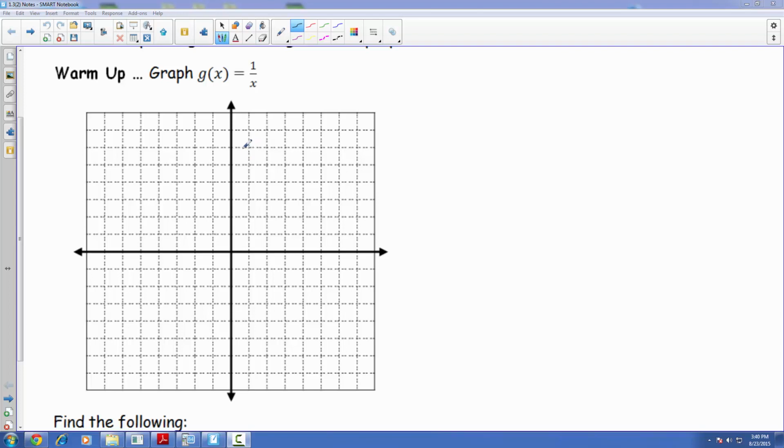Here we're looking at the warm-up for the 1.3 number 2 set of notes. We are asked to graph this g of x function, 1 over x, a very common function that we've seen in the past. And we know that this should have a horizontal asymptote at 0. And it also has a vertical asymptote at x equals 0.